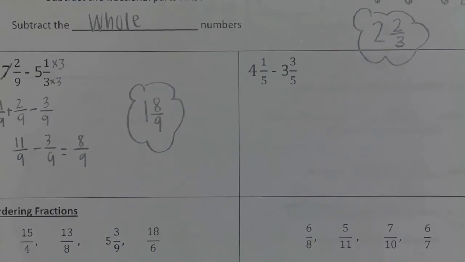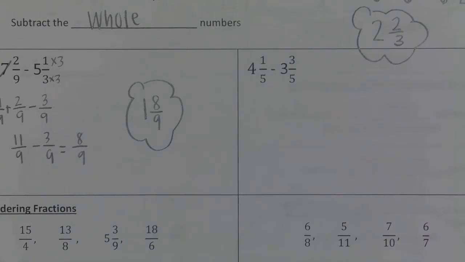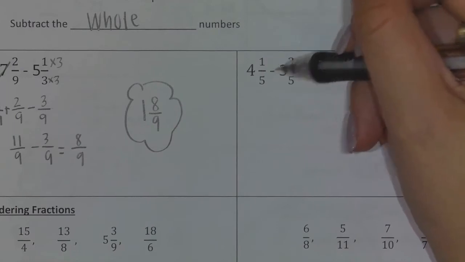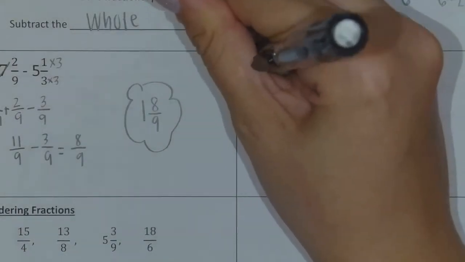Our next one, I have 4 1/5 minus 3 3/5. And lucky for us, we already have common denominators, which is fantastic. So I just need to say, okay, I can't do 1 minus 3. So I'm going to borrow. I'm going to regroup. My 4 is going to become a 3.